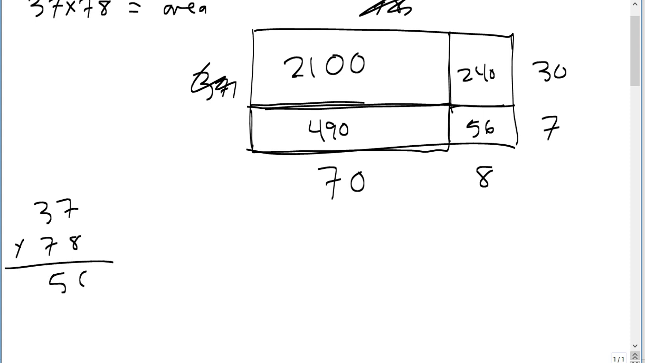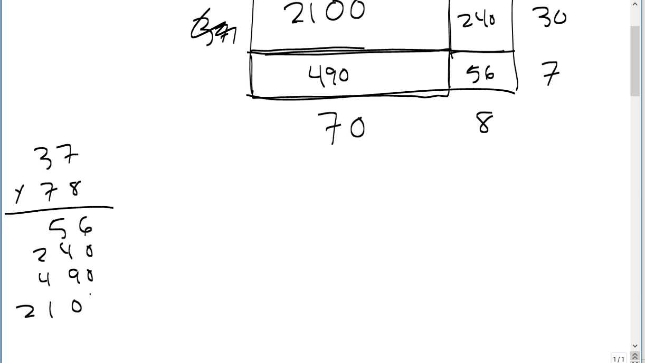Now, the beautiful thing about this is, so 37 times 78, oh, did I give myself enough room, is 56 plus 240 plus 490 plus 2100. And it's 6, 9, and 9 is 18, 3, 7, 8. 2,886, unless I've made a mistake, which happens from time to time. But this is the same thing that they teach kids in school.